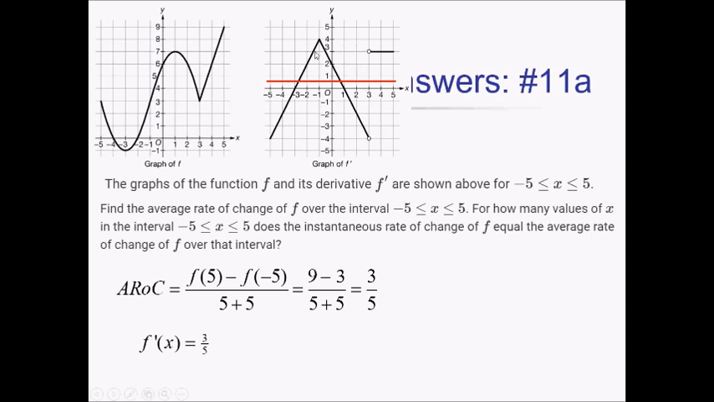And we can count, right? This is 1, 2 times. We can see that visually. So we're all set on that one, 2 x values.